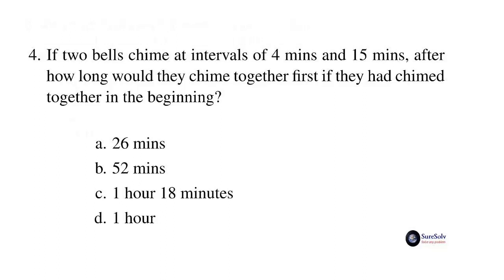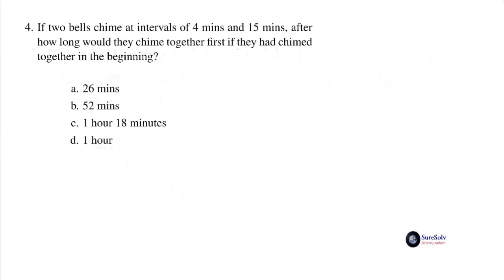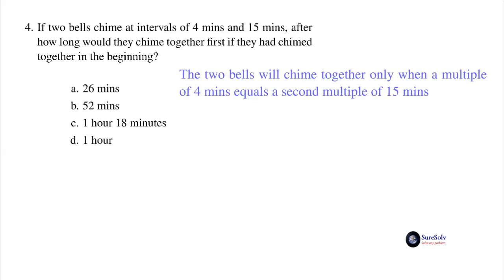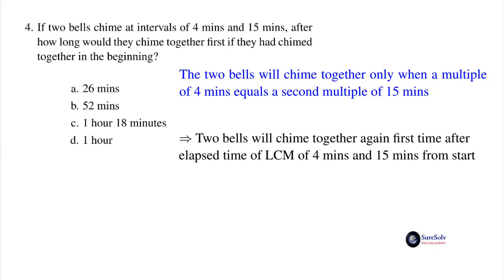If two bells chime at intervals of 4 minutes and 15 minutes, after how long would they chime together first if they had chimed together in the beginning? This is a question on LCM. The two bells will chime together only when a multiple of 4 minutes becomes equal to a second multiple of 15 minutes. In other words, it will be the elapsed time after the start, which is the lowest common multiple or LCM of 4 minutes and 15 minutes.